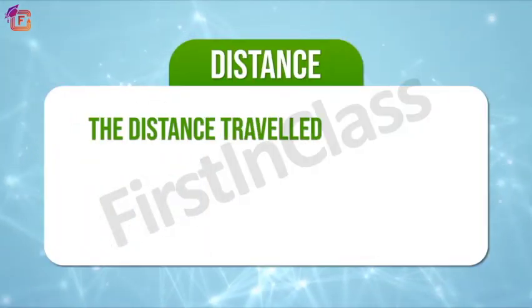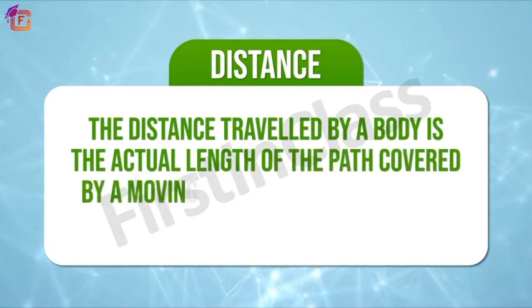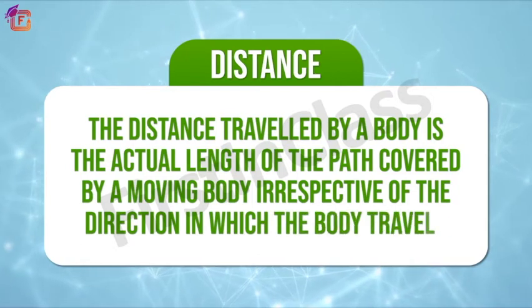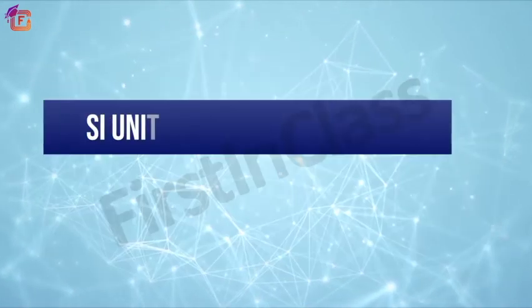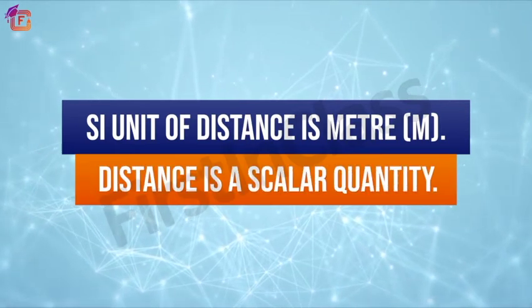Now, after understanding this example, let us define the terms distance and displacement. The distance traveled by a body is the actual length of the path covered by a moving body, irrespective of the direction in which the body travels. The SI unit of distance is meter. Distance is a scalar quantity.